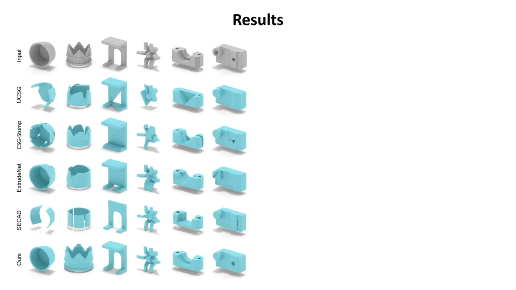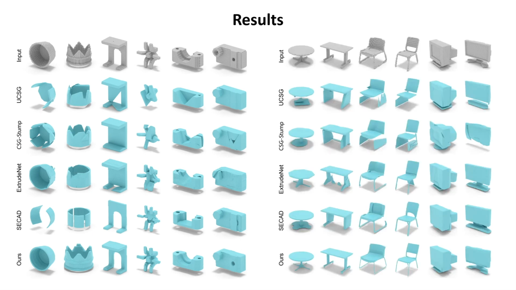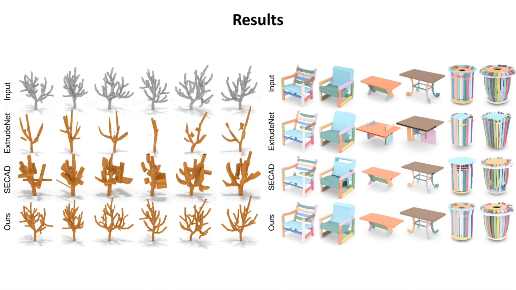Here we present some visual results, including those from the ABC dataset and the ShapeNet dataset. Here, we present the test results on the synthetic tree dataset and the PartNet dataset. Note that for the PartNet tests, the input consists of segmented voxels.